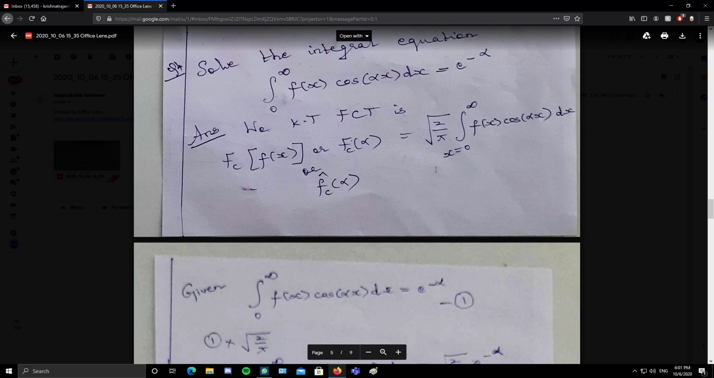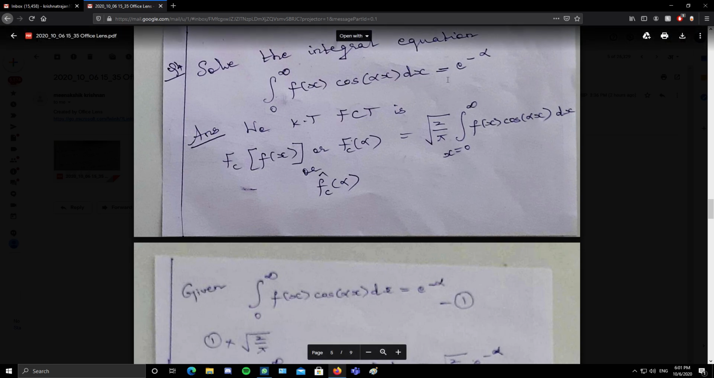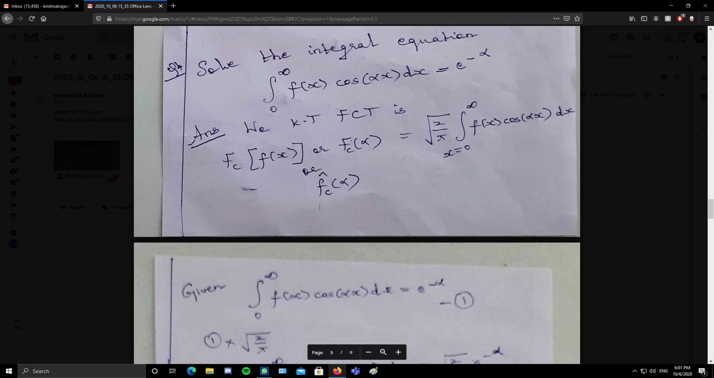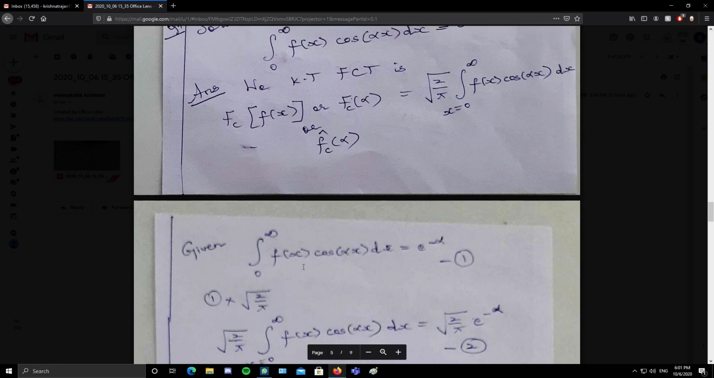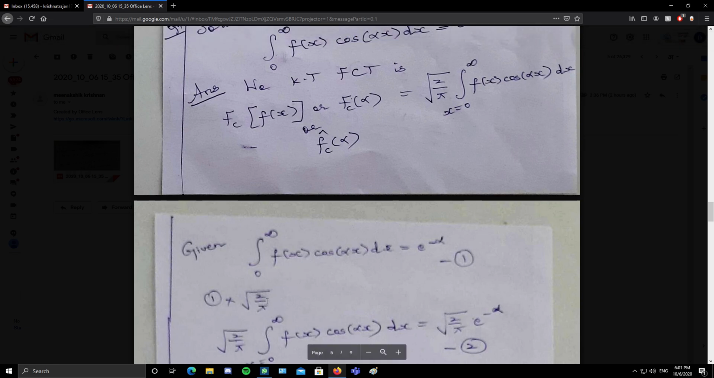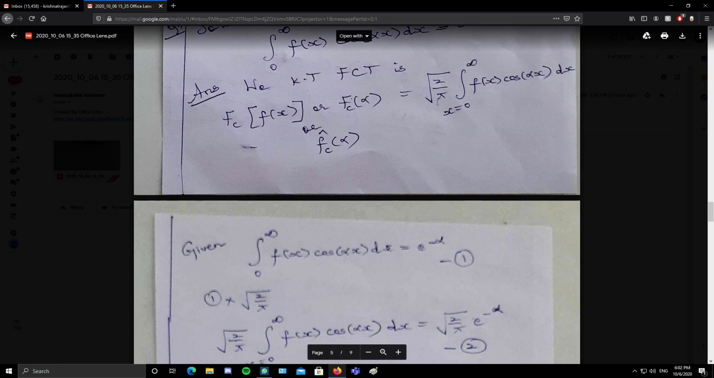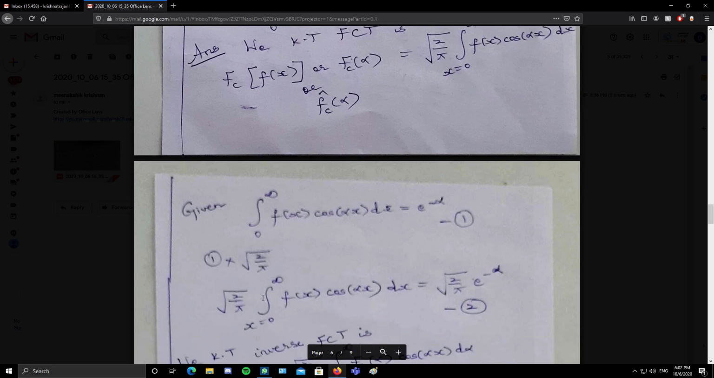Always start the problem with the definition of that formula. Then when you are given an integral equation, take that equation as 1. Then the next step is to multiply both sides by root of 2 by pi. The reason for multiplying the given equation by root of 2 by pi is to get the Fourier cosine transform.